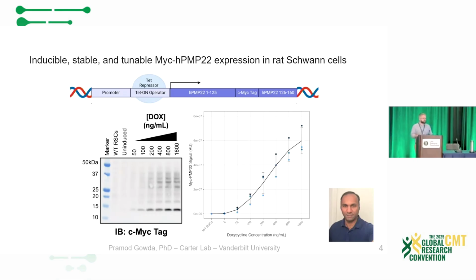So the idea is I can add a tetracycline to the Schwann cell culture media, and as we increase the concentration, you see here in this Western blot, doxycycline goes up, PMP22 expression also goes up, and the quantification is shown there on the right.